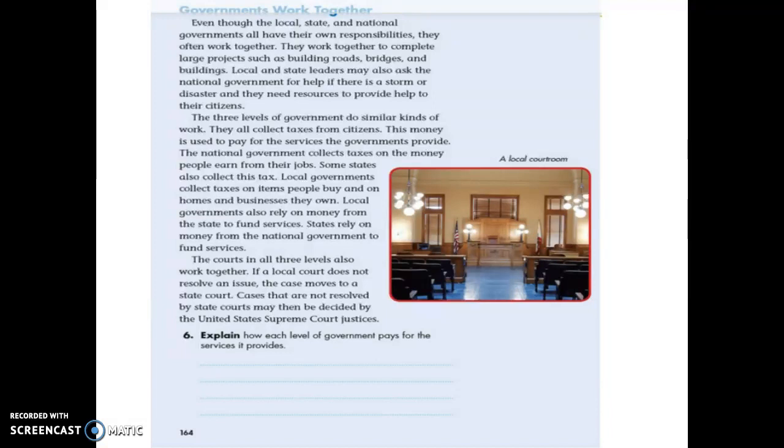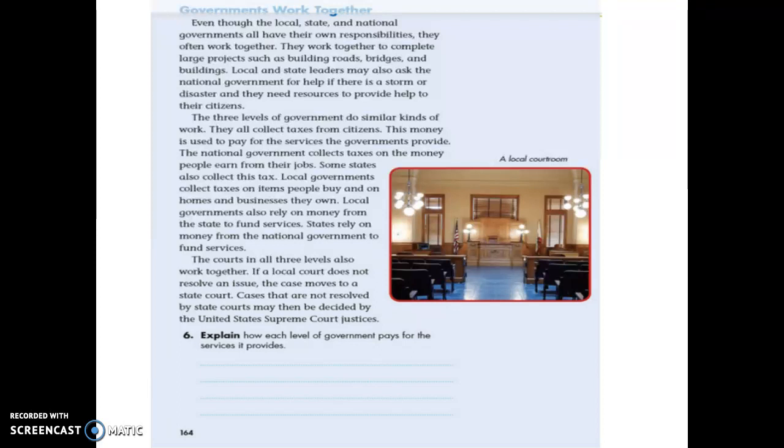The three levels of government do similar kinds of work. They all collect taxes from their citizens. This money is used to pay for the services the government provides. The national government collects taxes on the money people earn for their jobs. Some states also collect this tax. Local governments collect taxes on items people buy and on homes and businesses they own.